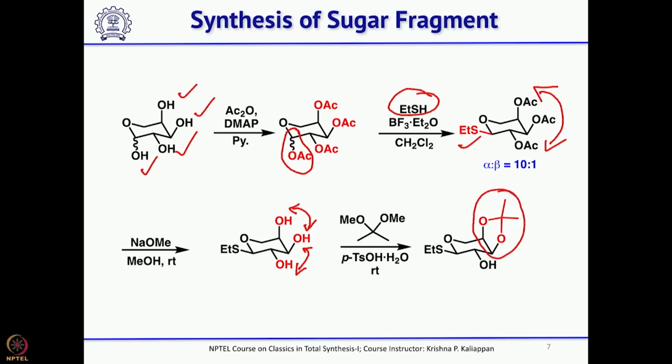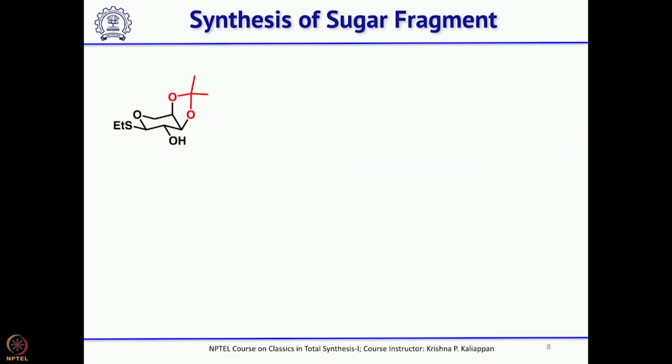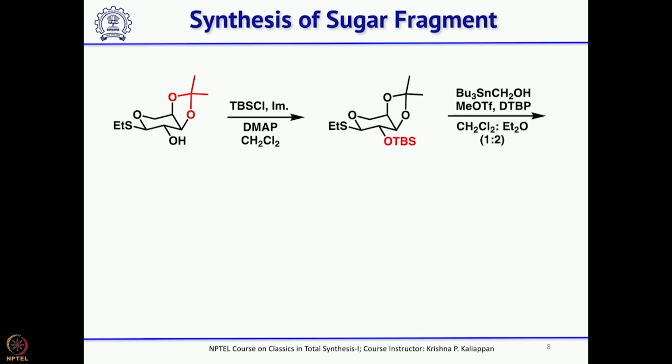Now, what needs to be done is you have to introduce a CH2SnBu3 and also protect this hydroxyl group. So, these are the 2 things left for the synthesis of the sugar fragment with the tributyl tin group, which is required for Stille coupling. So, you take this free hydroxyl group and protect it as TBS ether, then treat this anomeric thioether with tributyl tin methanol in the presence of methyl triflate.